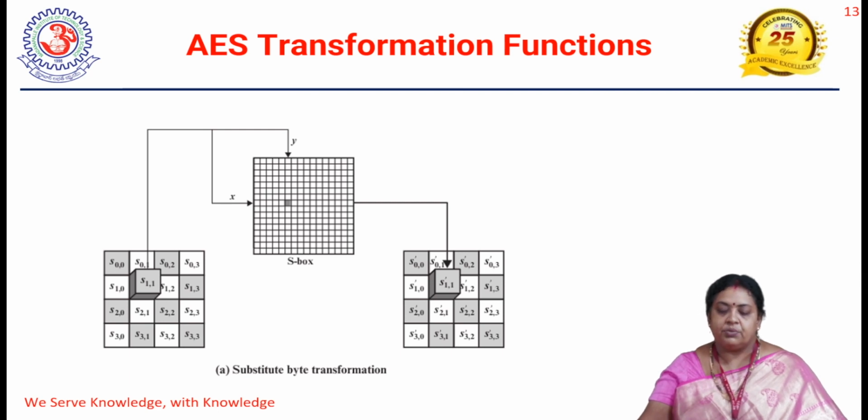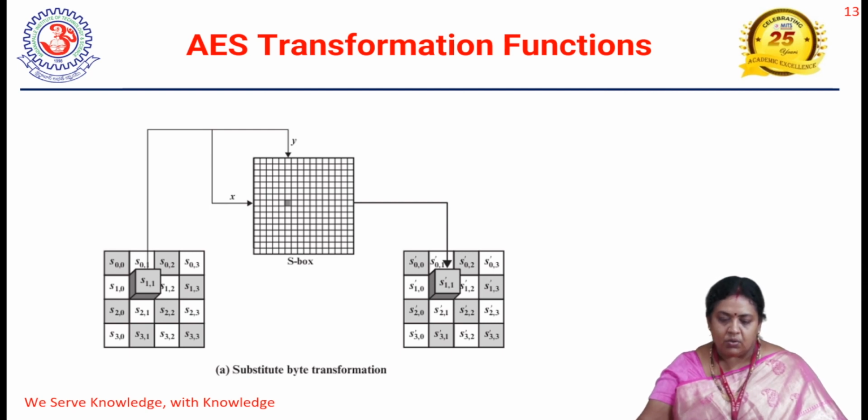Here we are going to make use of the S box, which is a 16 by 16 matrix, a predefined matrix. How we are going to substitute: these are the 4 by 4 matrix. So this is the first cell, second cell, third cell, fourth cell, like that we have row 0, row 1, row 2, row 3. Here we have a value which is a hexadecimal.